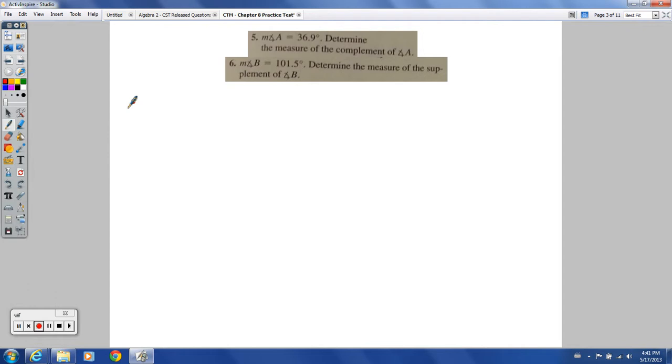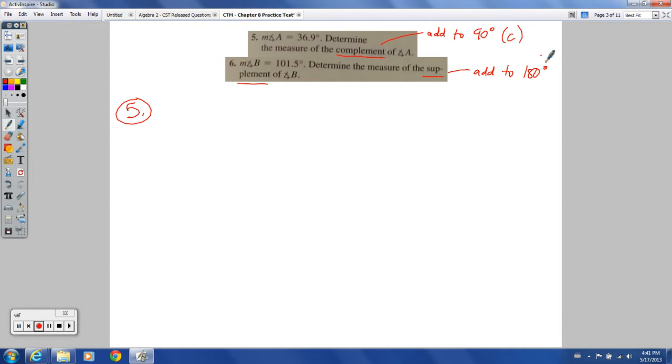Moving on now to number 5. Number 5 is saying that the measure of an angle, angle A, is 36.9 degrees. Determine the measure of the complement. Complements are supposed to add to 90 degrees, and then this one talks about supplements. Supplements are supposed to add to 180 degrees.